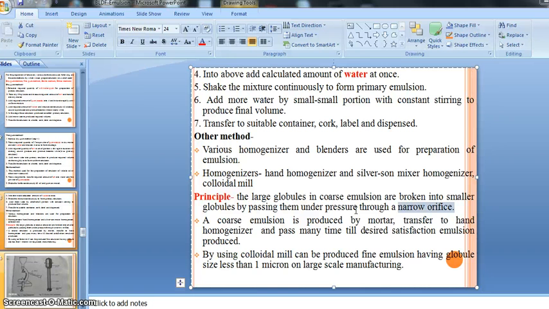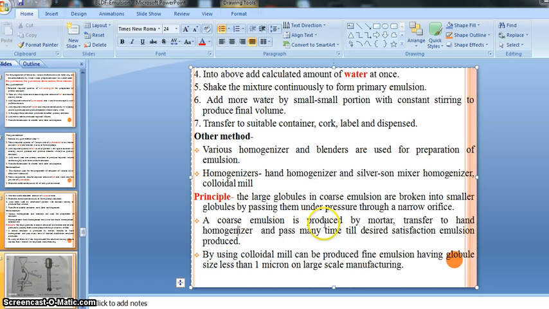So in this way the large globules are broken into smaller globules, right? On this principle the hand homogenizer and Silverson homogenizer work, and the colloidal mill also works on this principle, right? You understand? Then afterward, it is our principle, right?